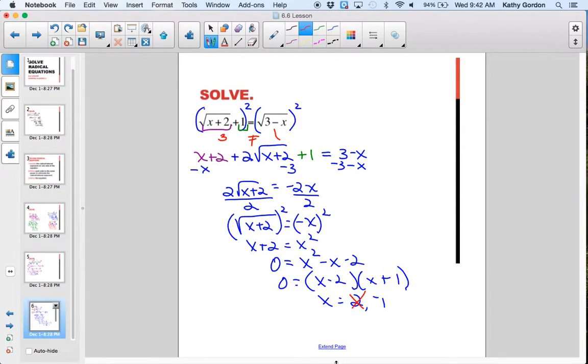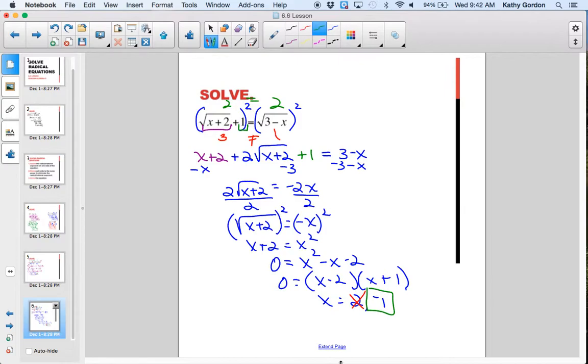How about negative 1? Negative 1 plus 2, 1, square root of 1, 1, plus 1, 1, 2. And then negative 1 here. So 3 minus negative 1, 4, square root of 4, 2. So that one's okay. So this one we can use, but positive 2's out.